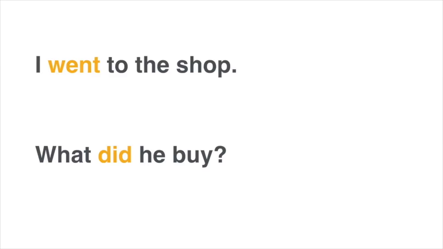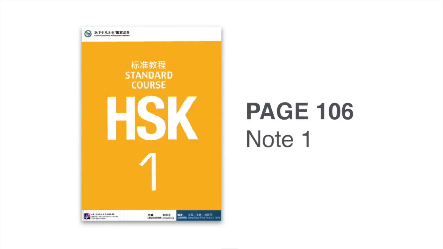Now, do you think it's useful to be able to talk about the past? Yeah, because most things that happen to you happen in the past, right? There are only a few things that are happening at present. A lot of the time you want to talk about the past, like how you learned Chinese, where you came from, etc. You always need to talk about the past. So let's turn our textbook to page 106 and take a look at grammar note number 1.